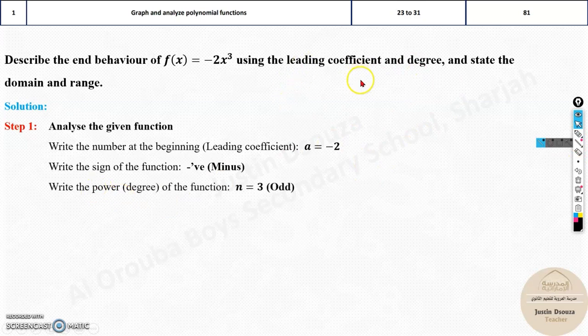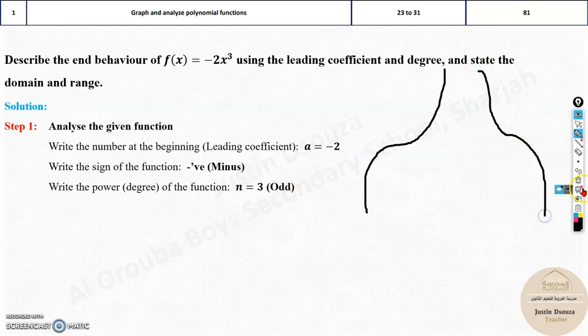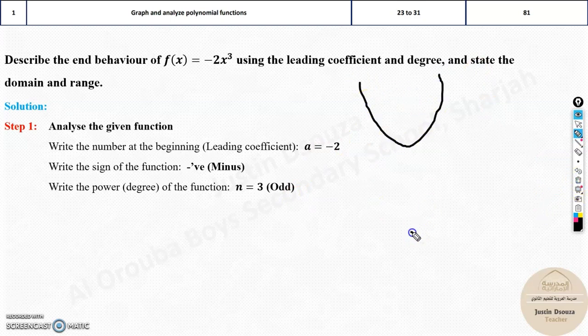And then we have the degree. So what is the degree? That is the power, the highest power basically. Over here there's only 1, so we write it as 3. And this is odd. This is also very important. If it is odd, the graph will be either like this or like this. Whereas if it's even, it is a parabola. It'll be up or down depending on positive or negative values.